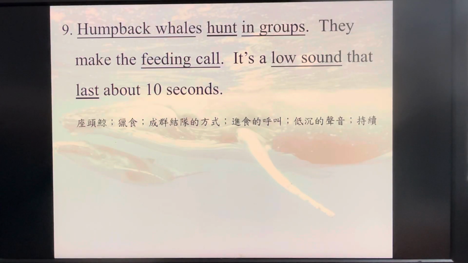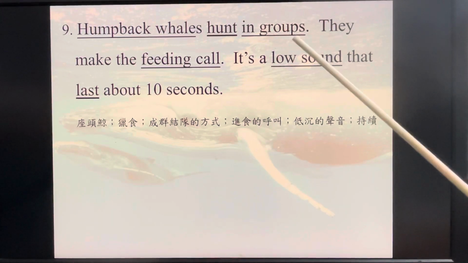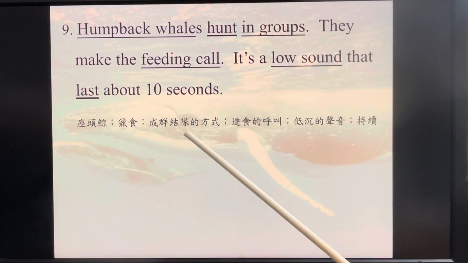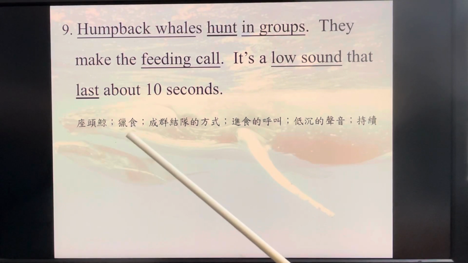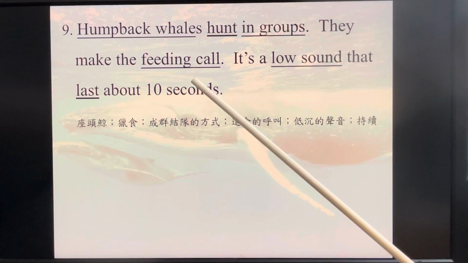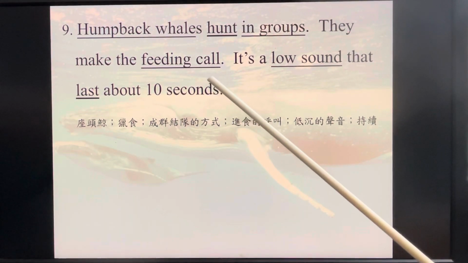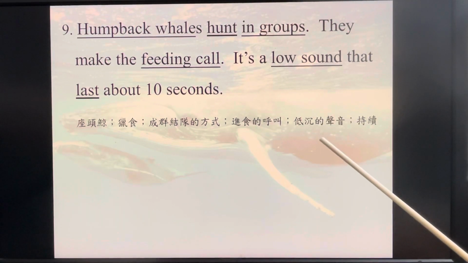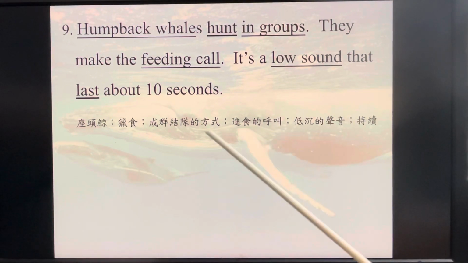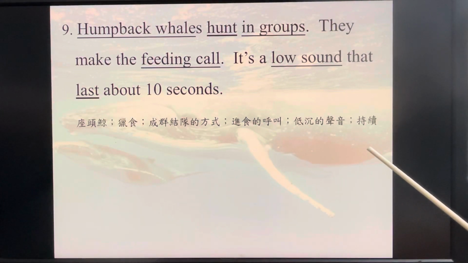Sentence number 9. Humpback whales hunt in groups. They make the feeding call. It's a low sound that lasts about 10 seconds. So this is humpback whale, 座头鲸. They like to go out in groups, 成群结队的方式出门去. Why? Because they are hungry. They want to hunt. Then when they are talking to each other, they will make the feeding call. The call is very low sound. And each call lasts about 10 seconds.